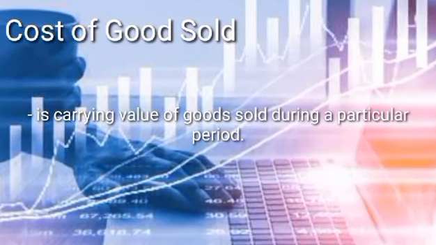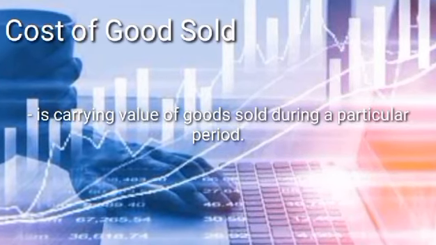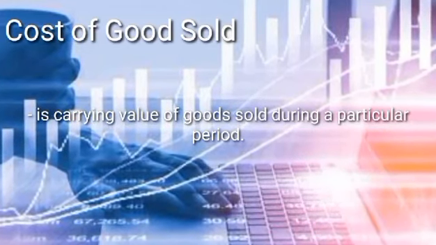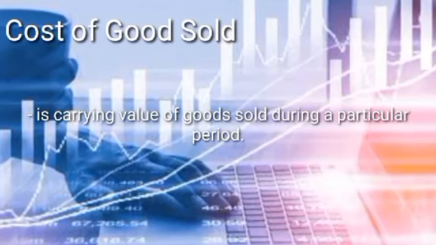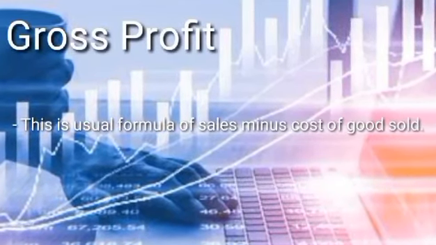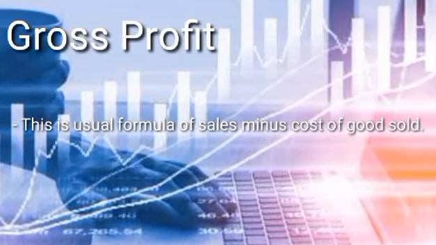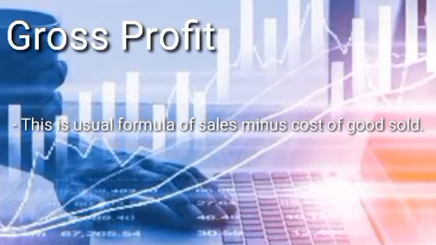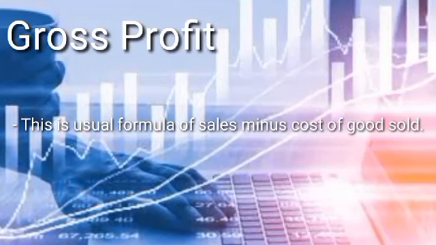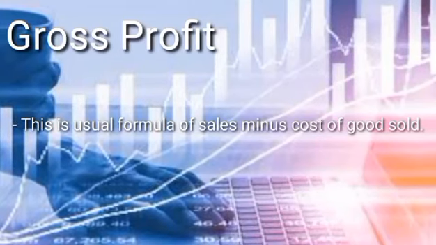This is equal to the cost of the asset sold minus the present value of unguaranteed residual value plus initial direct cost paid by the lessor. Gross profit. This is the usual formula: sales minus cost of goods sold. It is the profit a business makes after subtracting all the costs related to manufacturing and selling its products or services.